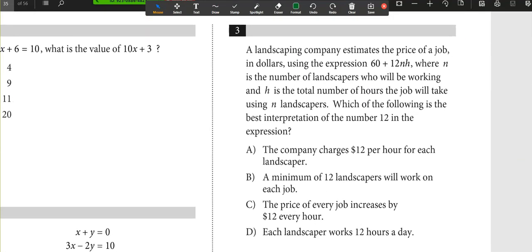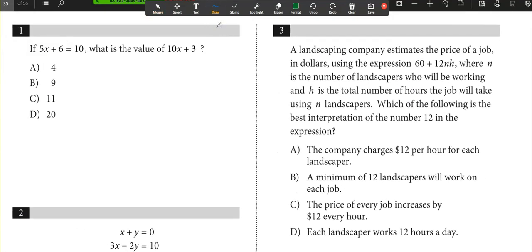Question 3. So what does the number 12 mean in this situation? 12 is obviously connected to something that changes. So what did you guys say it was? Any thoughts? Come on.